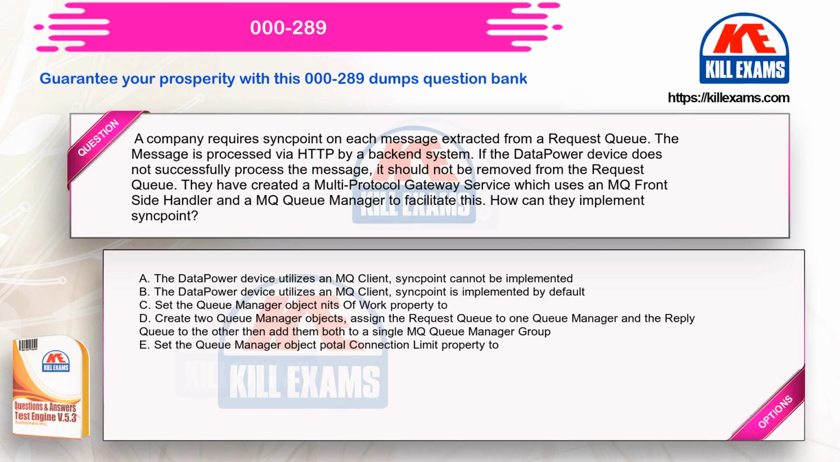A company requires sync point on each message extracted from a request queue. The message is processed via HTTP by a backend system. If the DataPower device does not successfully process the message, it should not be removed from the request queue. They have created a multi-protocol gateway service which uses an MQ front-side handler and an MQ queue manager to facilitate this. How can they implement sync point?